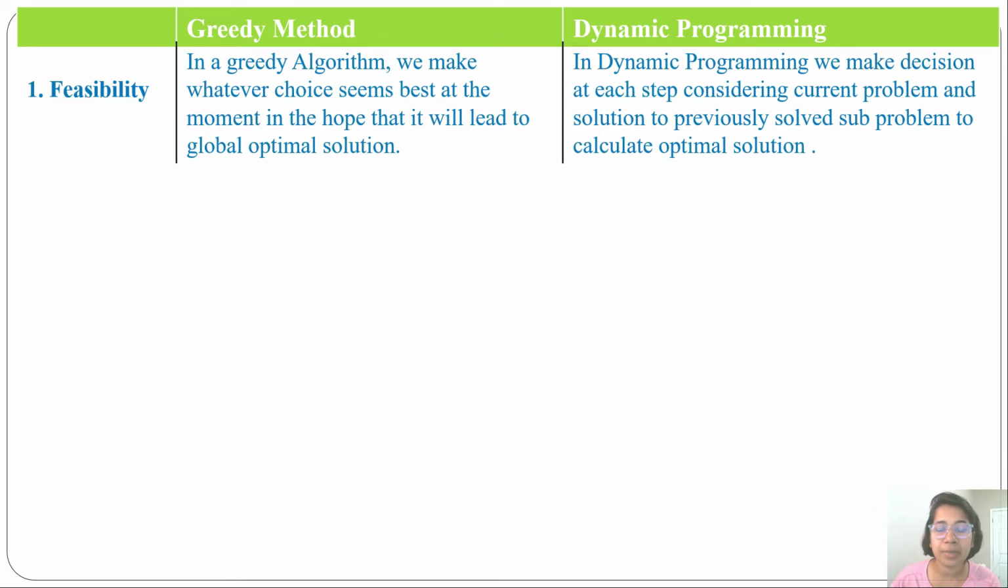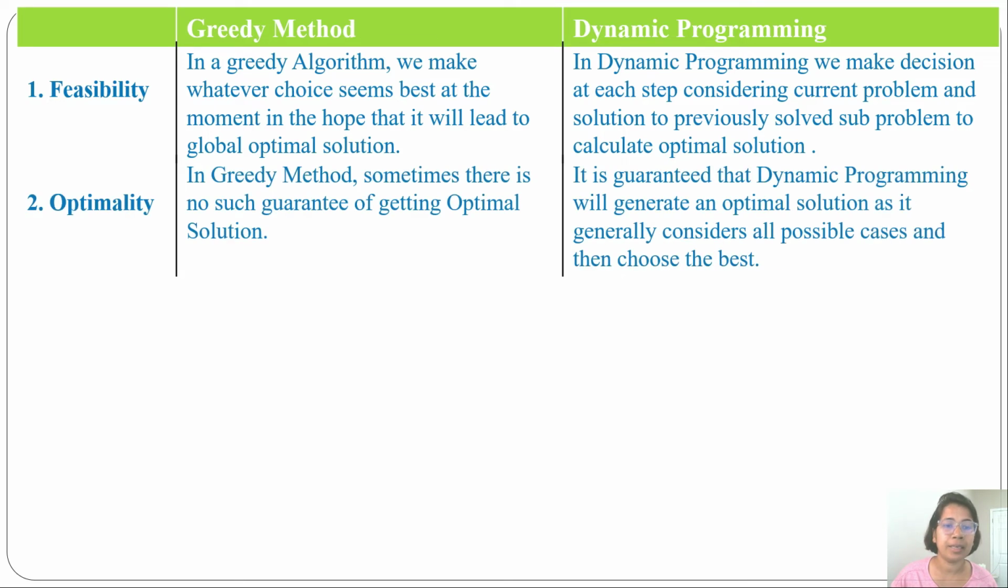But sometimes it fails, sometimes it's not guaranteed that we'll get the optimal solution from greedy method, as we are making the decision on the current scenario, whatever is best at that moment. But in dynamic programming, we make a decision at each step considering the current problem and the solution to previously solved problems to calculate the optimal solution. So dynamic programming is more feasible than greedy method.